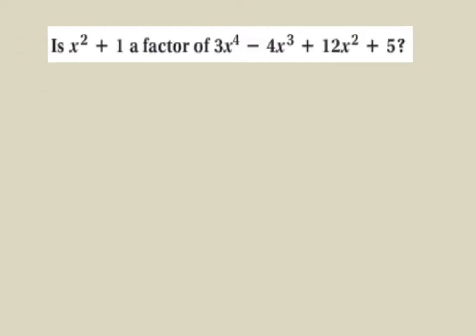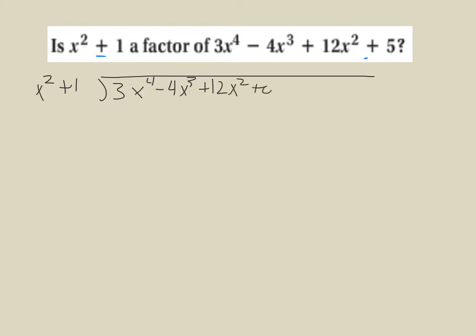So if you look at these two problems here, I don't have an x in this problem and I don't have an x in this problem. Whatever you are dividing by, it does not matter if you don't have every term represented, but it does for what you would be putting underneath your long division. So I had 3x to the fourth minus 4x cubed plus 12x squared plus 0x plus 5. So I'm going to multiply this by long division.